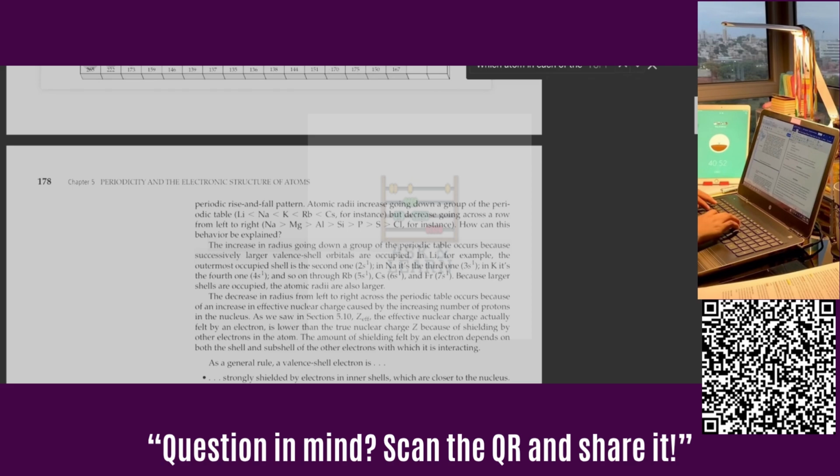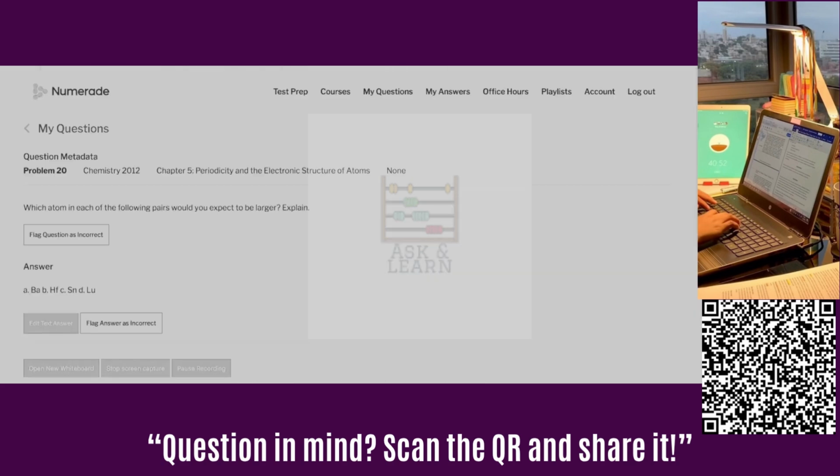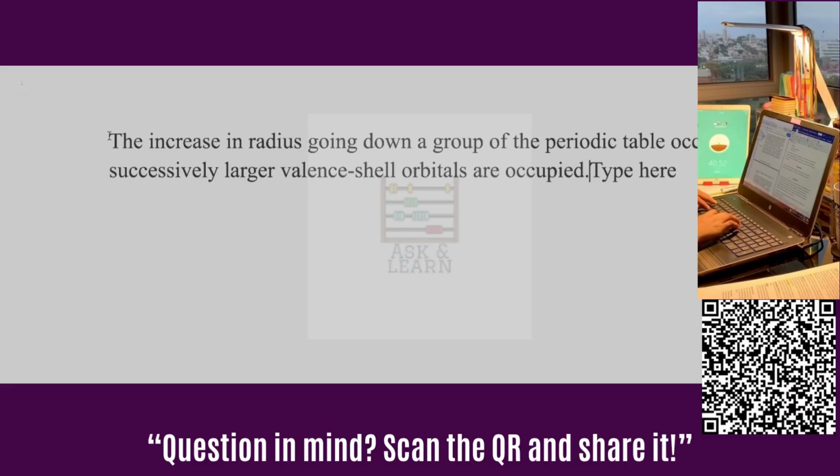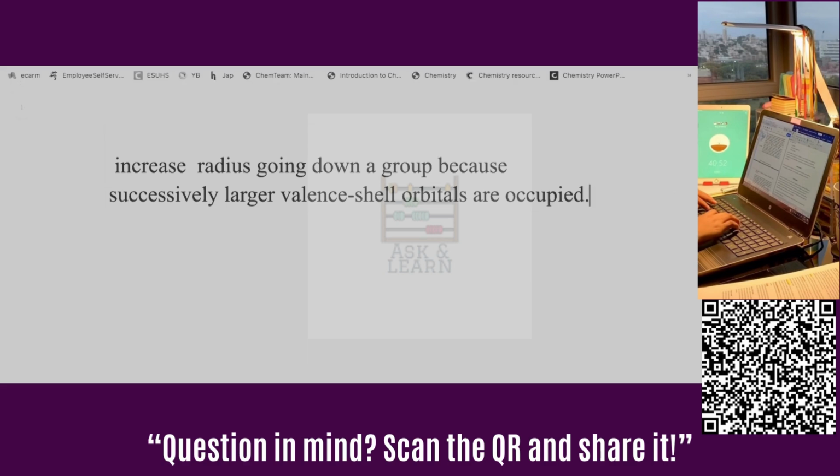Okay, and then what I'm going to do is go ahead and add it so that we have it to remember. So I'll add it here so that we can see the reason. A little bit harder to see. Going down the group, radius increases, because successively larger shells are being occupied. That's a good reason we're going to use.